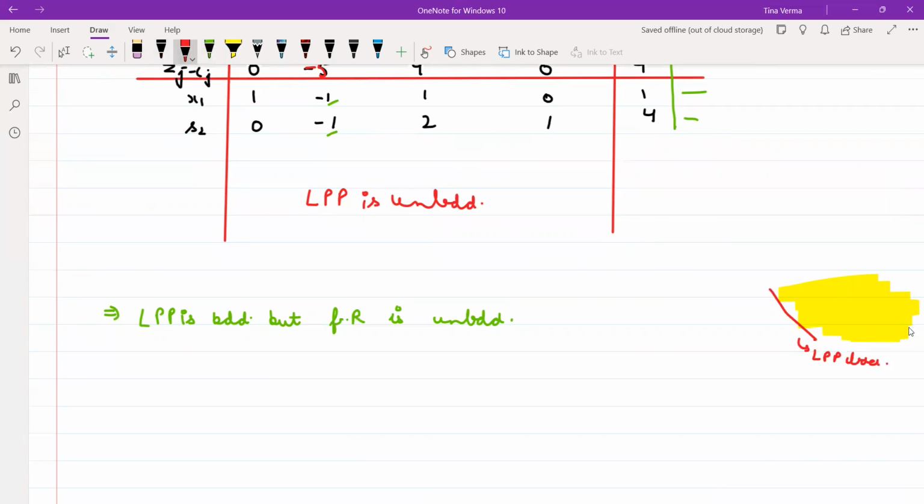So the last is the degenerate case. We have also obtained a degenerate basic feasible solution. What was degenerate?